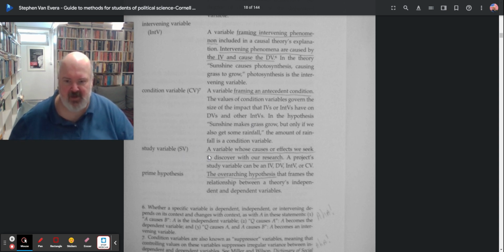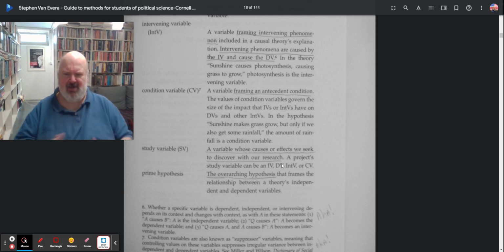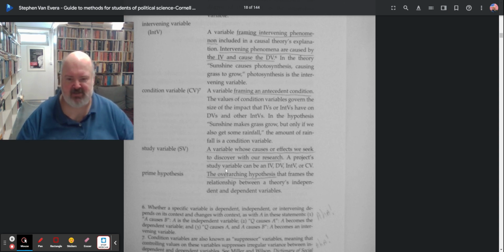Study variables. A study variable is a variable whose cause or effect we seek to discover in our research. In other words, it is the variable we're studying. A study variable can be an independent variable, dependent variable, intervening variable, or a conditional variable. Again, this is where it's confusing. Conditional variables can be IVs or DVs, but they have an antecedent condition attached. You can therefore also be paying attention to the conditional variable, not so much the thing being done here.